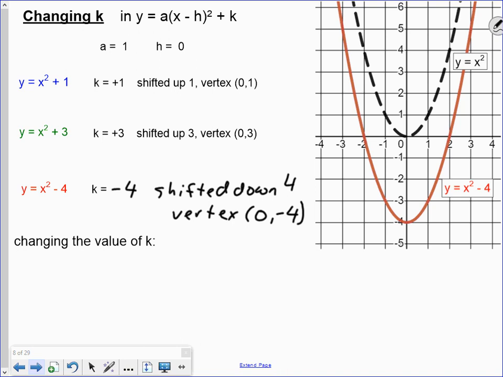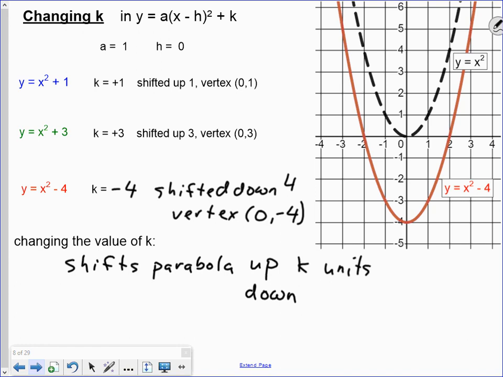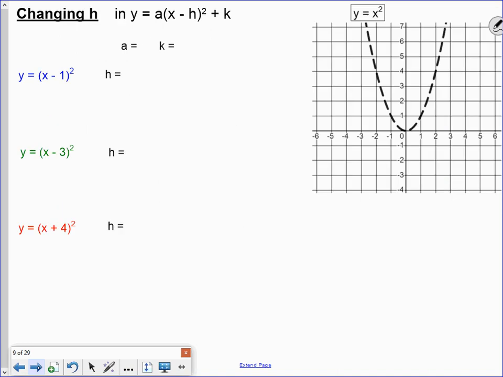So at this point, we can probably sum up. Changing the value of k shifts the parabola up or down. Depending on the value of k, it shifts up k units if k is greater than 0, and it shifts down k units if k is less than 0. So if k is negative, it's going to go down. So those are two possibilities. All right, let's move on here and look at what h does.